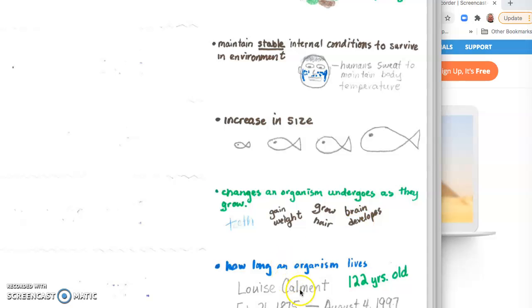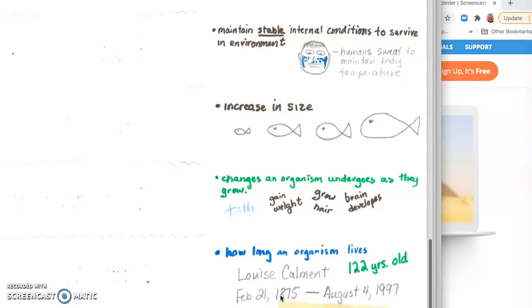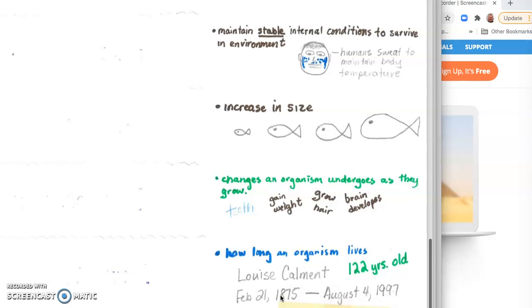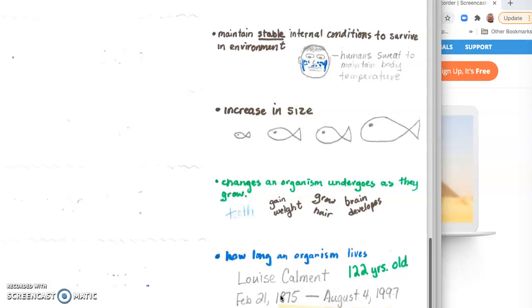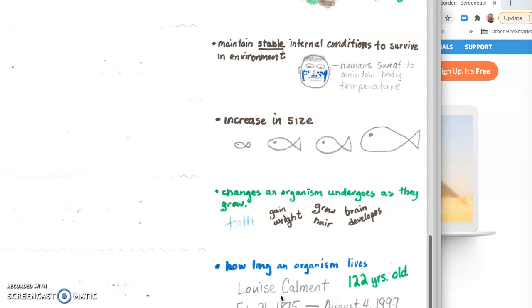So Louis Clement was born in February of 1875 and lived a long, prosperous life until August 4th, 1997, and peacefully passed at the ripe age of 122 years old. That is one heck of a lifespan.